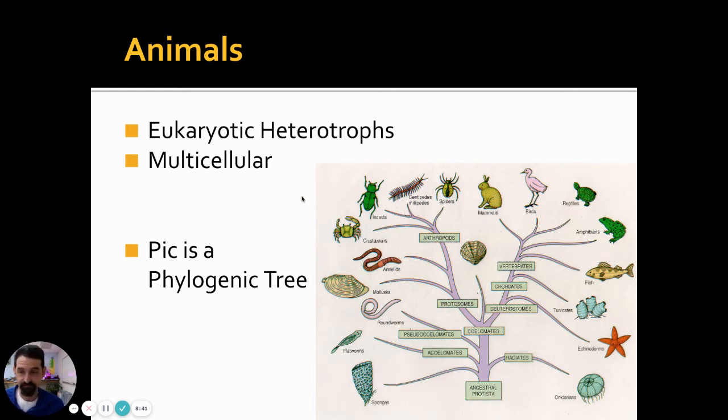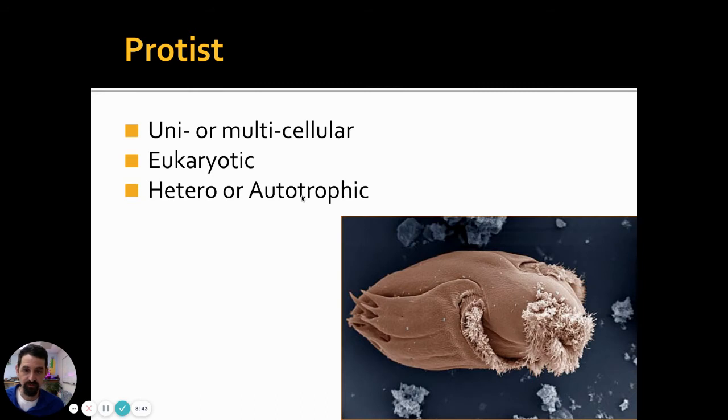Okay, let's go on to protists. Now, protists are interesting. They can be unicellular or multicellular. They can be eukaryotic. They're never prokaryotic, because at that point you're a bacteria. But they can be heterotrophic or autotrophic. They may have a cell wall. This one doesn't have a cell wall. An example of a large multicellular protist with a cell wall would be kelp, like giant seaweed.